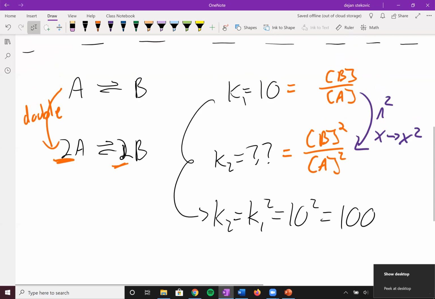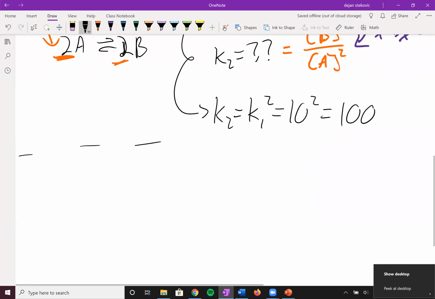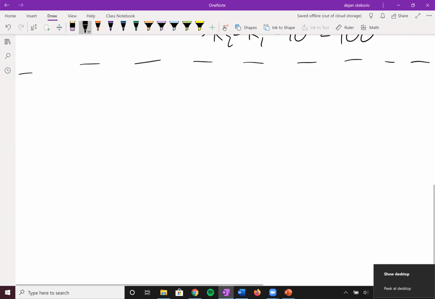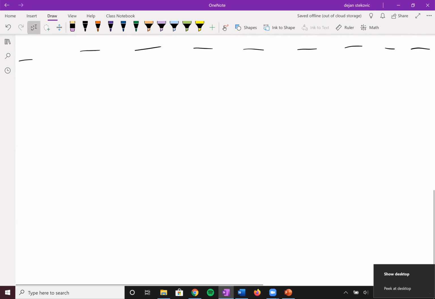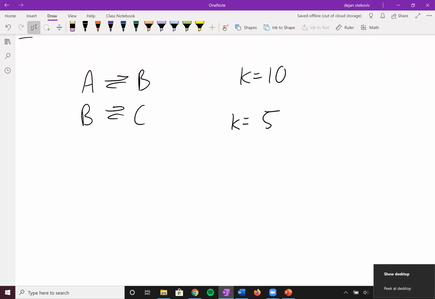Again, taking something that you know and transforming it into something that you don't know to figure it out. So you can flip equations, you can multiply equations, and then one last thing. So let's take an example of A in equilibrium with B, and then B in equilibrium with C. And let's say we know these K's. This K can be 10, this K, let's just say 5, just some random numbers I'm making up. And then we have something like A going to C, and this K is equal to question mark. So let's try to figure this out.